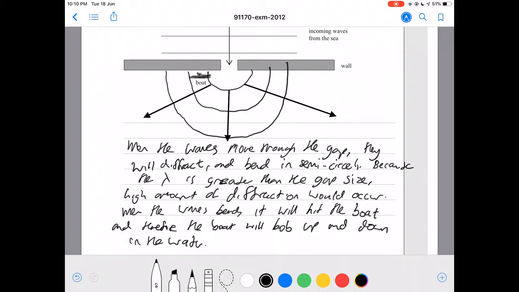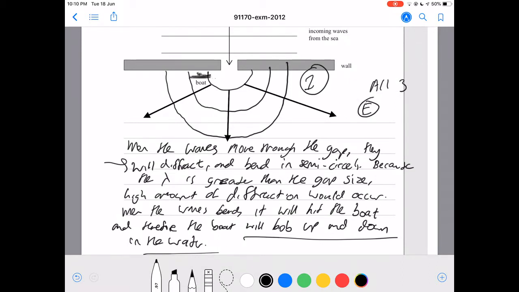So to get the excellence in this question, you have a correct diagram showing the direction of the waves. That's your diagram here showing the direction. That's 1 point. The second point is the waves will diffract around the gap and the barrier. So you're mentioning that there's diffraction in the gap. And you're saying that the boat will move up and down as the wave passes under it, so you're going to say that the boat will bob up and down in the water. Getting all 3 points will get you an excellence grade.